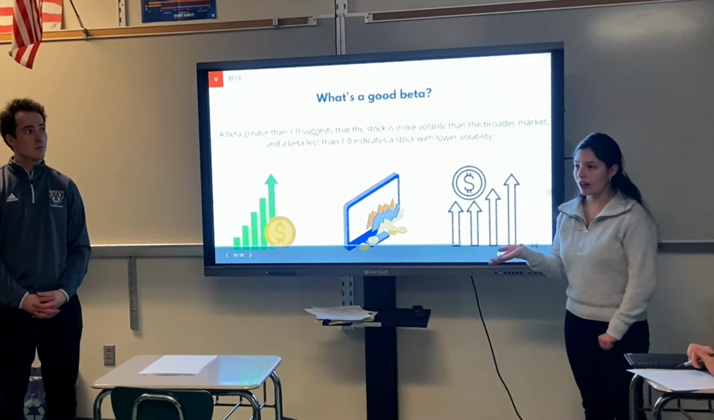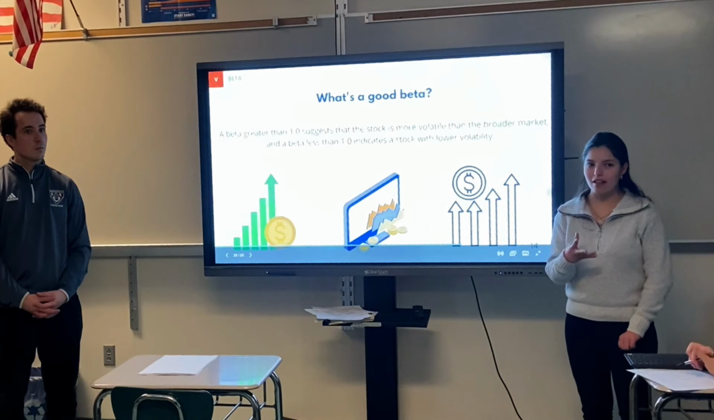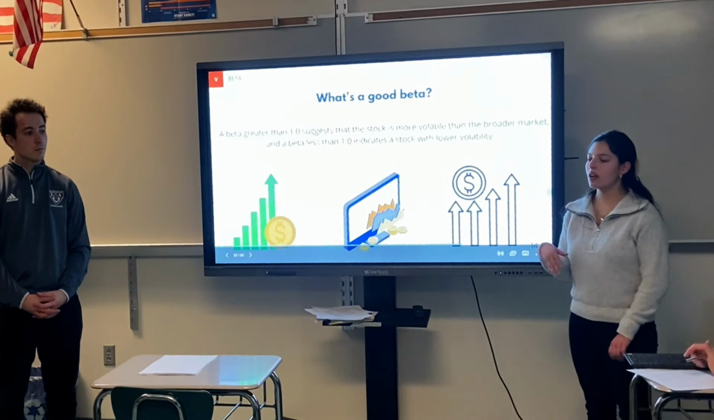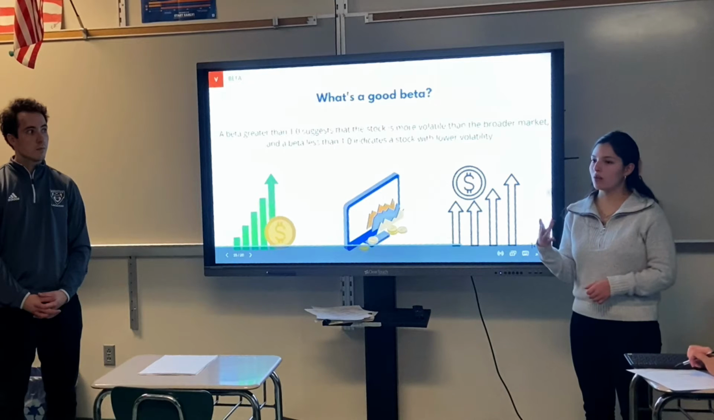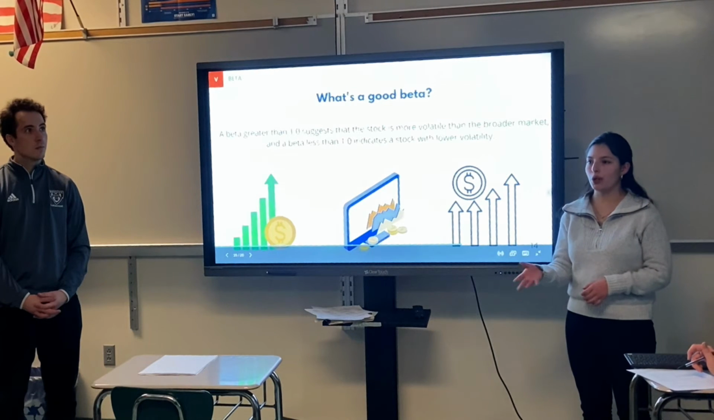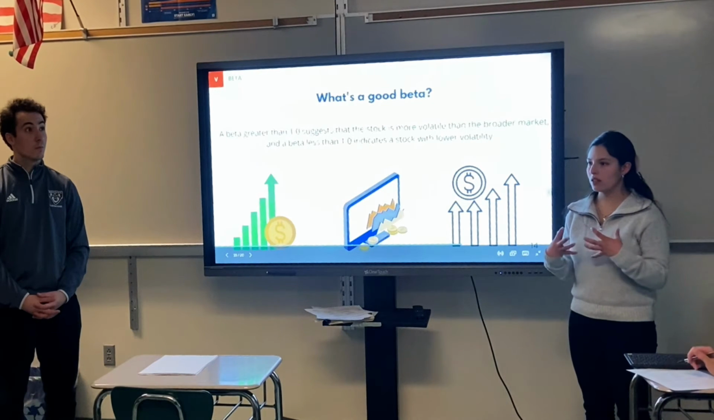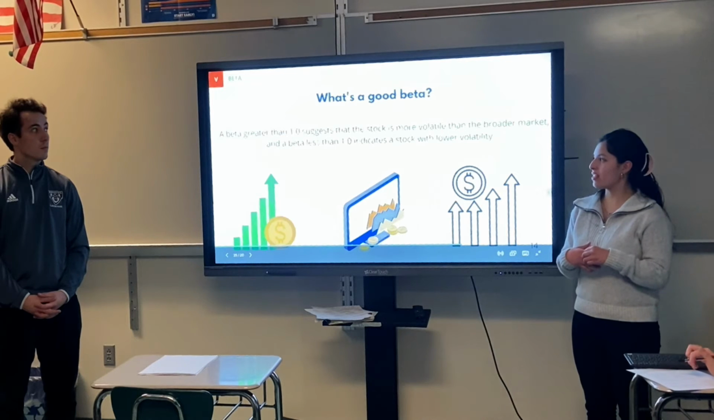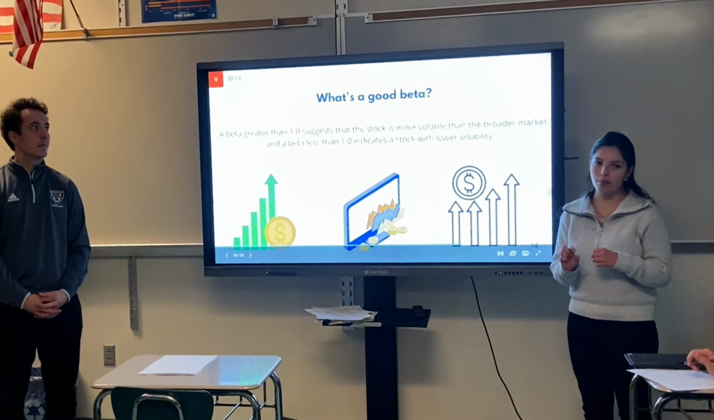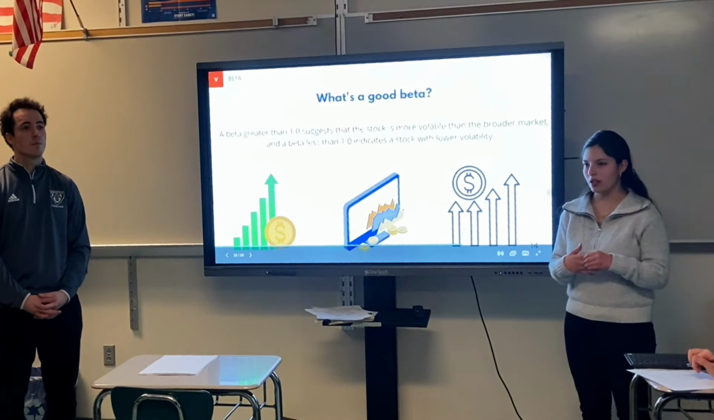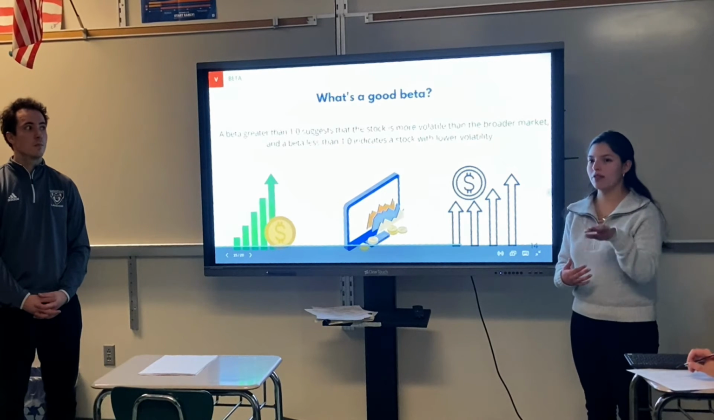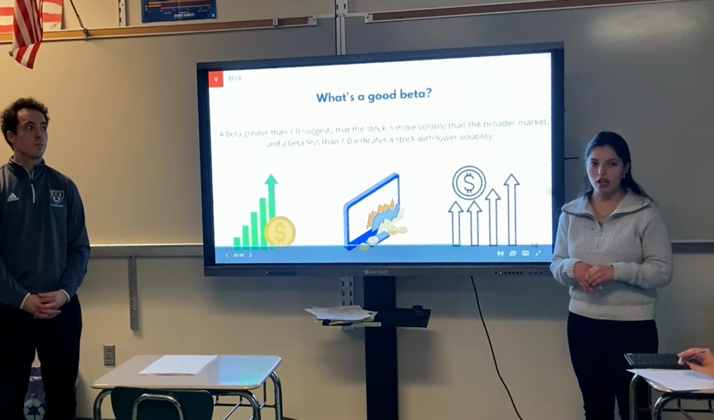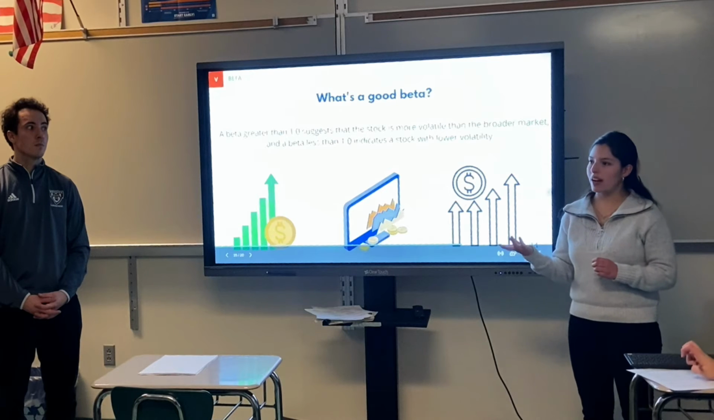But being safer, it also doesn't give as many returns or as high returns. So for example, treasury stock, which is what the government sells in order to pay off its own debts and its loans, has a really, really low beta, but you get minimal returns. It's one of the safest choices you can make going into the market. It's even considered a cash equivalent.